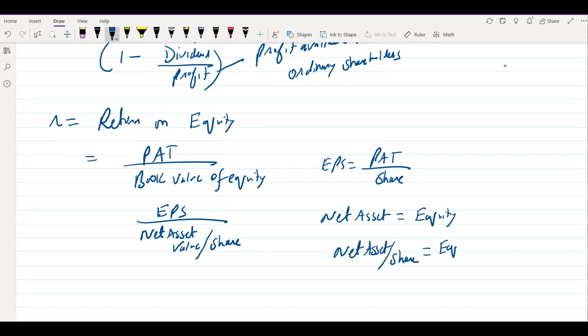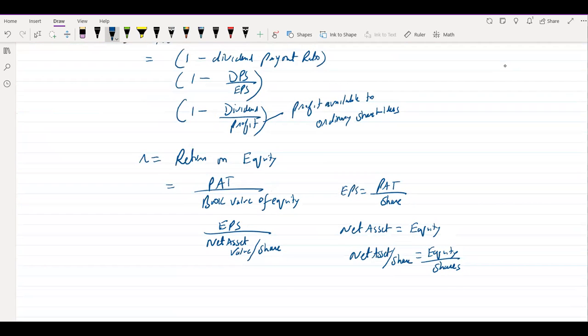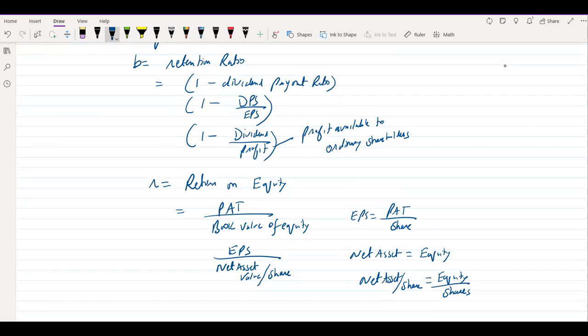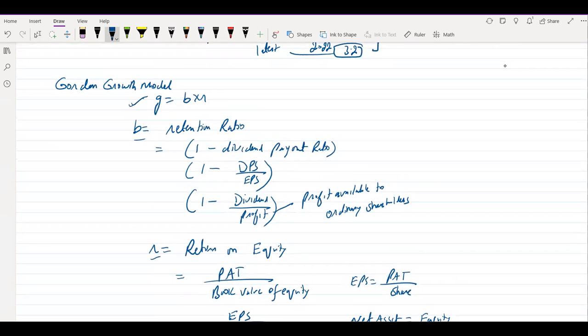If you divide the book value of equity by the number of shares, that will be net asset value per share. So guys, if you have the R and if you have the B, you will multiply B into R, that will be the growth. So the growth formula is B into R.